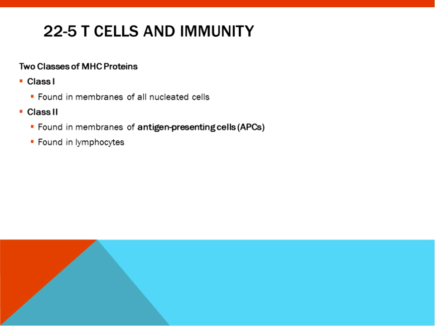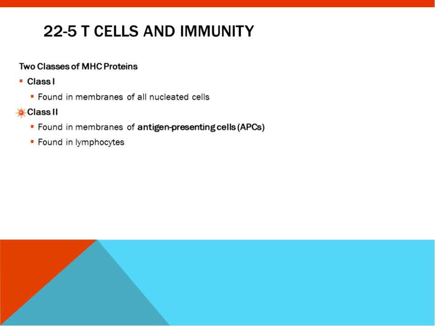MHC1 class proteins are only going to be found on your cells that are nucleated. So any cell in your body that has a nucleus is going to have an MHC class 1 protein. Think about some cells that we've discussed this semester already that don't have a nucleus. They lose their nucleus as part of their maturation process. Red blood cells, right. So we don't really find an MHC class 1 complex on your red blood cells.